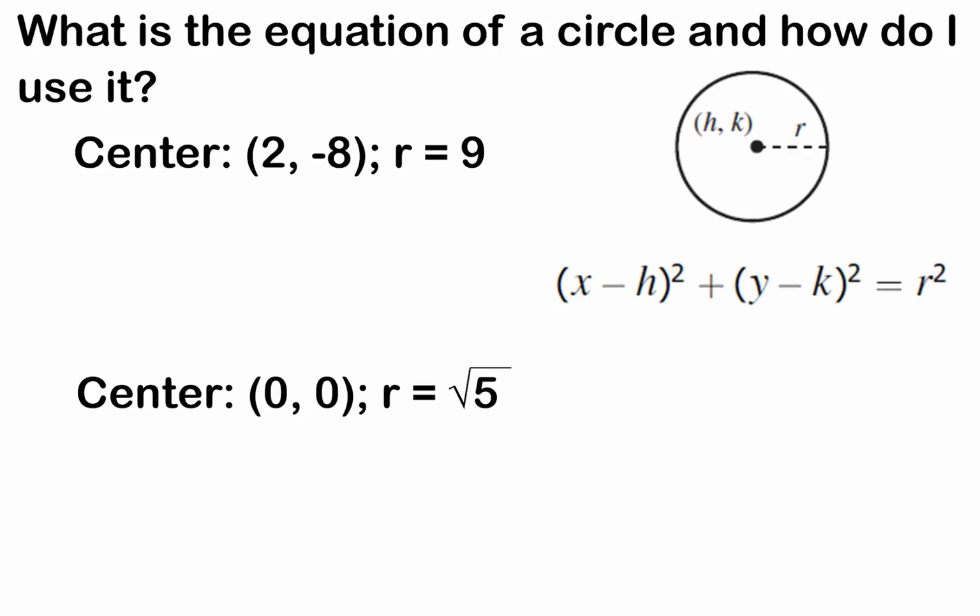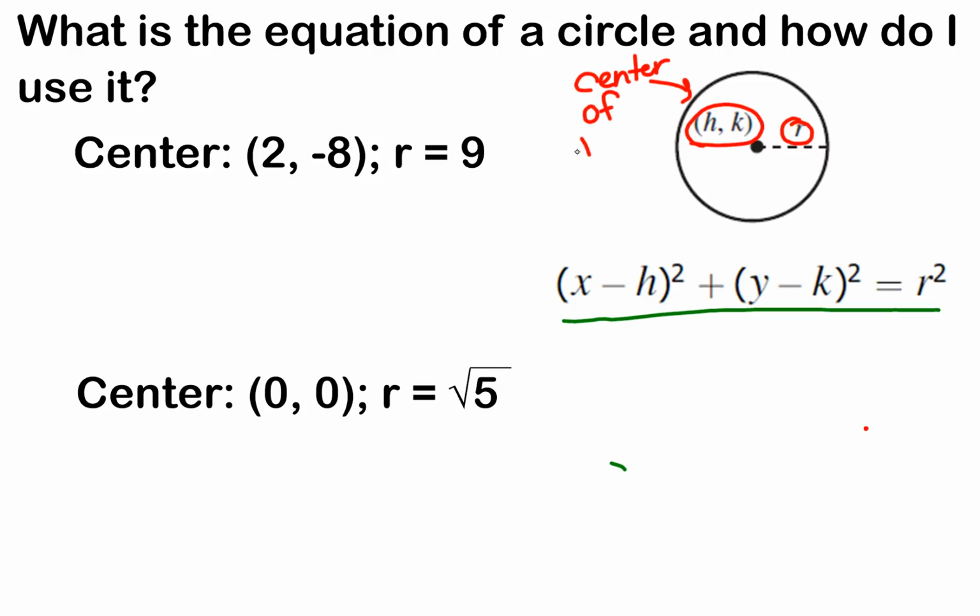Well, your equation of your circle is right here. How do you use that? Well, on the formula sheet, they kind of outline this for you. So they give you this h, k, and r. h, k is the center of the circle, and r is the radius. What I do every single time I approach one of these problems, I actually write out that information.